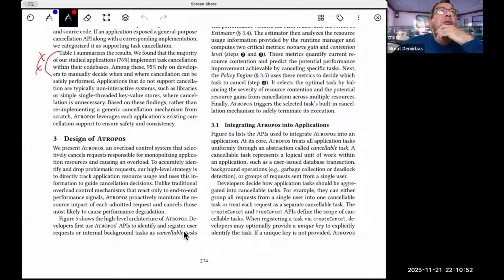We present Atropos, an overload control system that selectively cancels requests responsible for monopolizing application resources and causing an overload. Directly track application resource usage and use this information to guide cancellation decisions. Unlike traditional overload mechanisms that react only to end-to-end performance signals, Atropos proactively monitors the resource impact of each admitted request and cancels those most likely to cause performance degradation. Yes, this is the key.